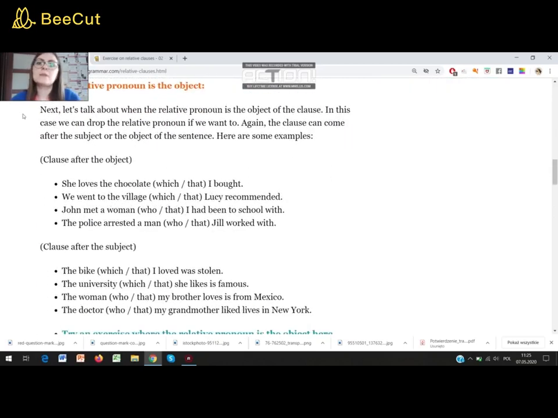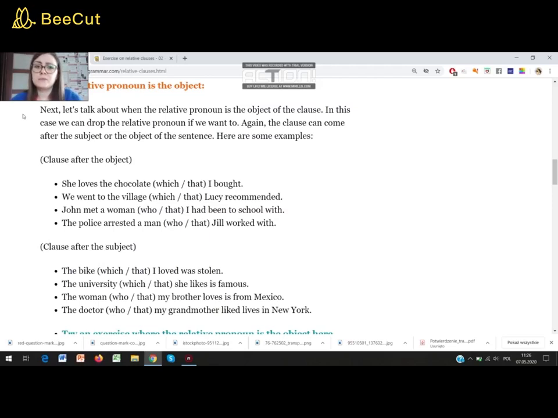So the second type is when the relative pronoun is the object. So next, let's talk about when the relative pronoun is the object of the clause. In this case, we can drop the relative pronoun if we want to. Again, the clause can come after the subject or the object of the sentence. Here are some examples. We have a clause after the object. She loves the chocolate which or that I bought.